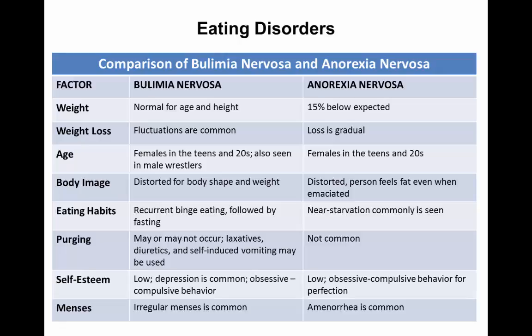Their eating habits may be near starvation. Purging is not common. The self-esteem again is low. Obsessive-compulsive behaviors for perfection are often seen. As far as menses is concerned, amenorrhea or an absence of menstrual cycle is common.